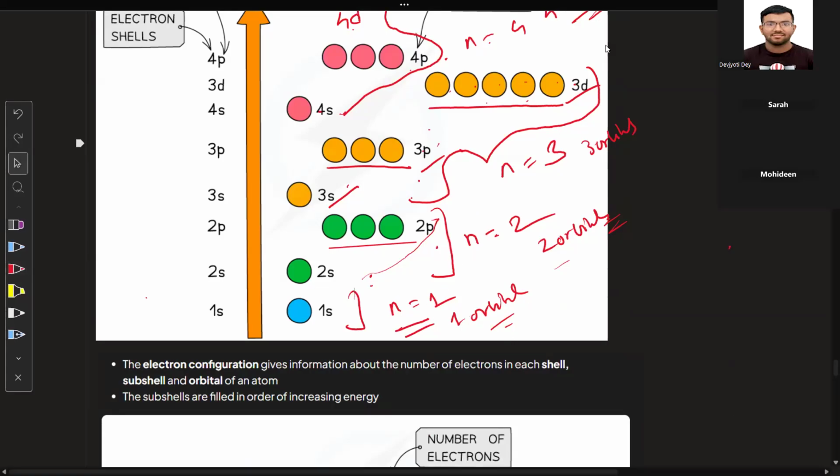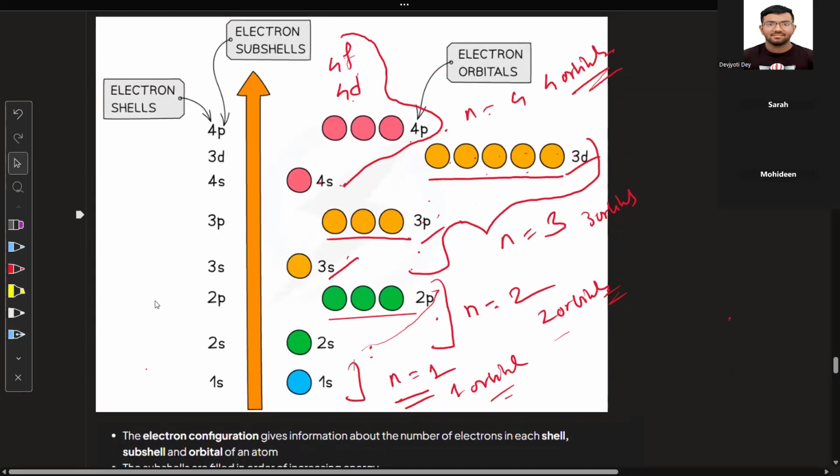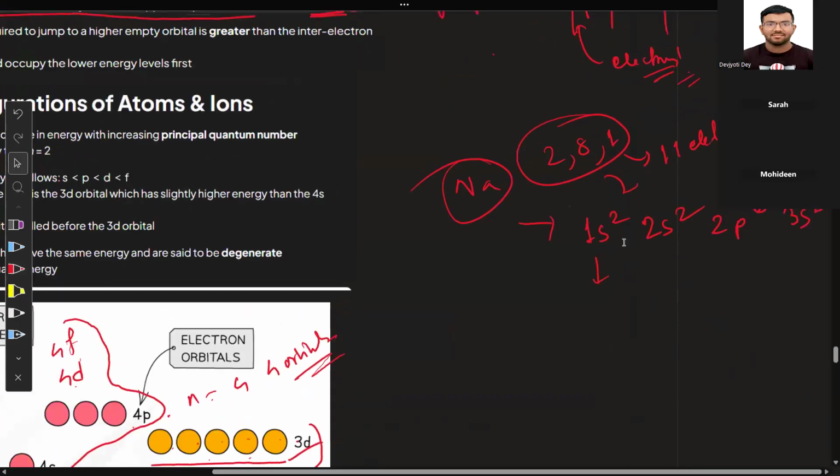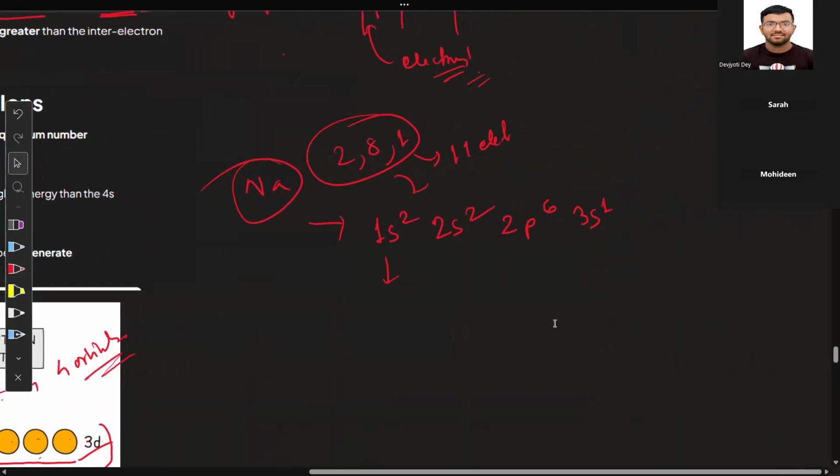If you can remember this, or memorize this, then obviously you can write the electronic configuration of anything. And always remember this is the sequence. You start from n is equal to 1, 2, 3. Now depending on the number of electrons present, we are going to stop. Say for instance, sodium right here, 281. So there are 11 electrons, right? Yes or no? 11 electrons, isn't it?